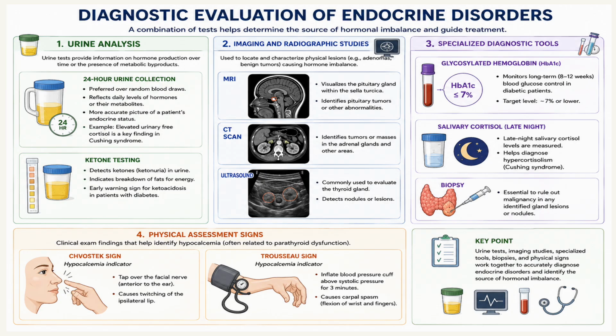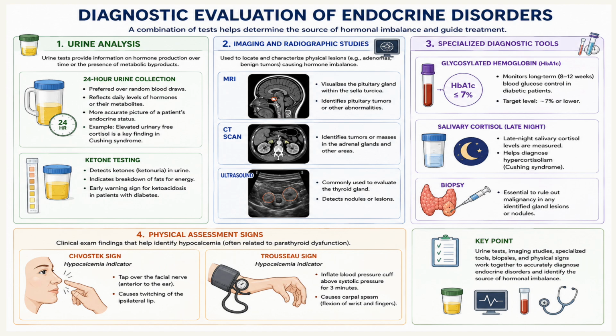Urine testing is also important for patients with diabetes, right? The presence of ketones in the urine, known as ketonuria, indicates that the body is breaking down fat for energy due to insufficient glucose utilization. Now, ketonuria serves as an early warning sign of DKA, right? A potentially life-threatening complication of diabetes, which we're going to talk more about in our endocrine disorders lecture as well.